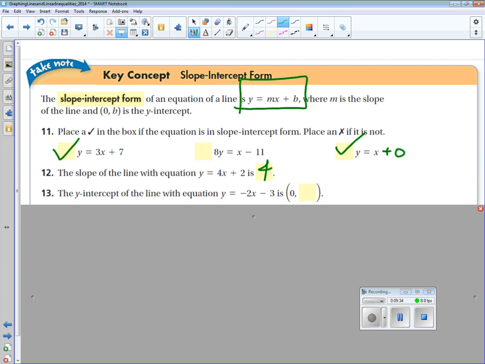Let's look at this line. I can say b equals negative 3, right? Because that's the y-intercept. How would I write that as a point? 0, negative 3. Very good. Because if I'm going to graph it, the y-intercept, 0, negative 3, is going to be down here. Wouldn't you agree? And so that's the y-intercept. Good.